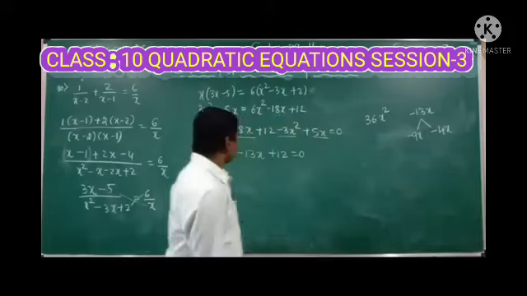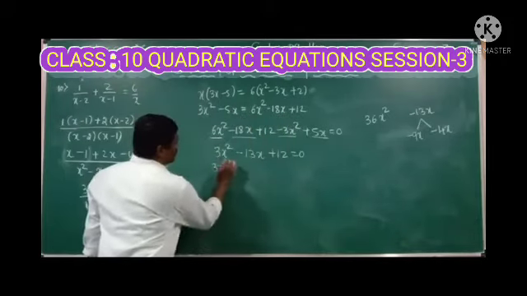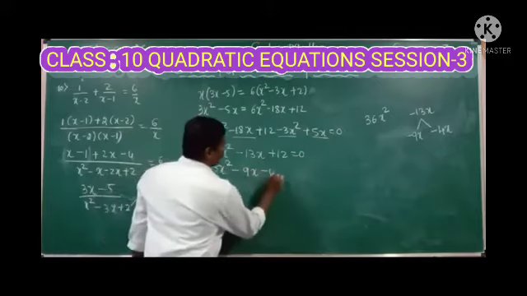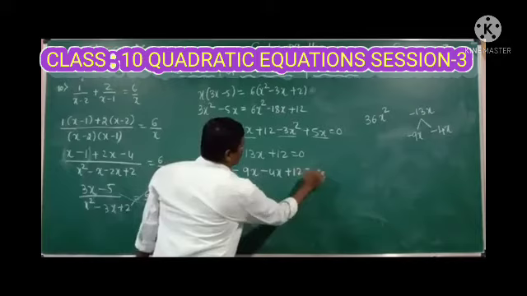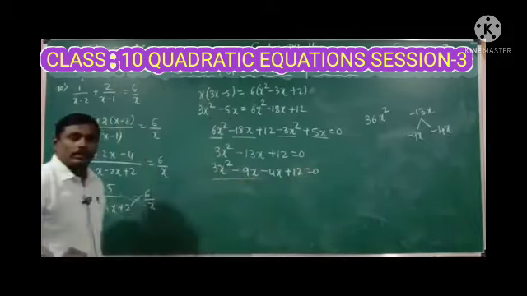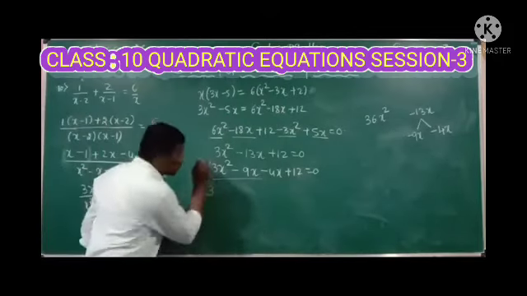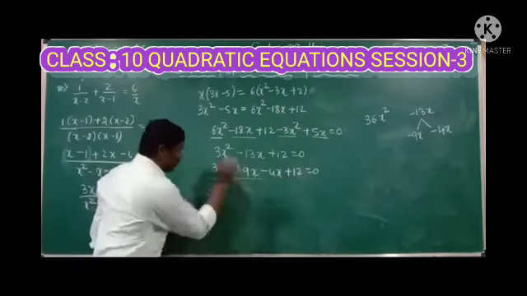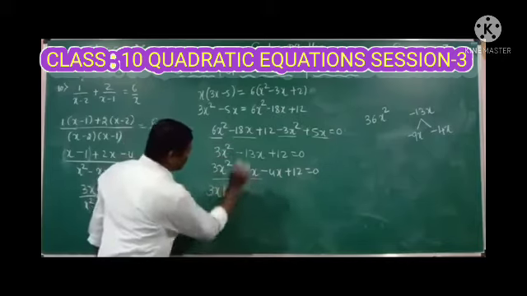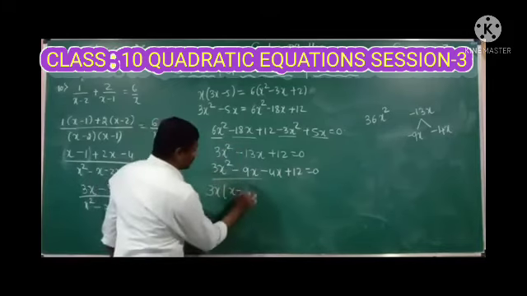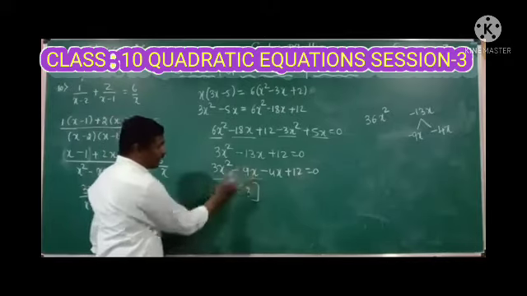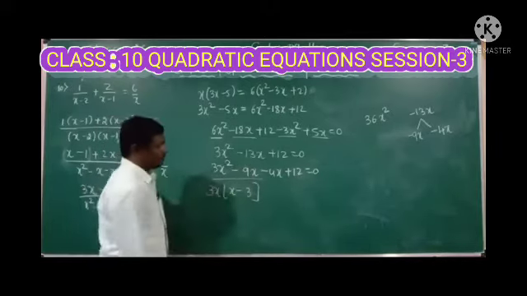So the required terms are 3x square minus 9x minus 4x plus 12 is equal to 0. In the first two terms, these two are multiples of 3, so we can easily take 3x as a common factor. So 3x is a common factor, means the other terms are x minus 3. 3x into x, 3x square, 3 3s are 9, and the remaining x as it is.